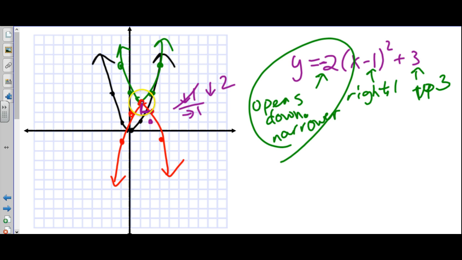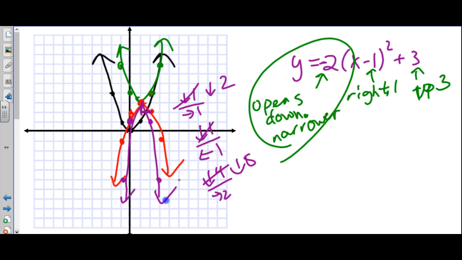So now we look at the other point. We have to go down 1, left 1 to get to the next point. But it's going to make us go down twice as far, or if we had been opening up, the number in front would make us go up twice as far. So down 2, left 1. Here we go down 4, right 2. But we have to go twice as far, so down 8, right 2. Down 8, left 2. And that gives us a graph that is narrower.